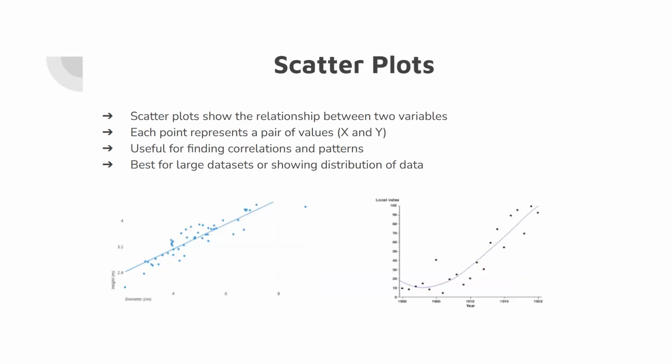Scatter plots. Scatter plots show the relationship between two variables. Each point represents a pair of values, so for example, X and Y. It's useful for finding correlations and patterns, and is best for large data sets or showing distribution of data.